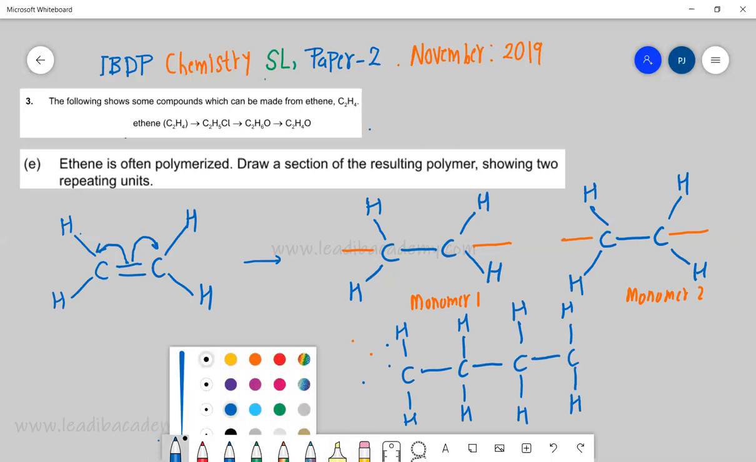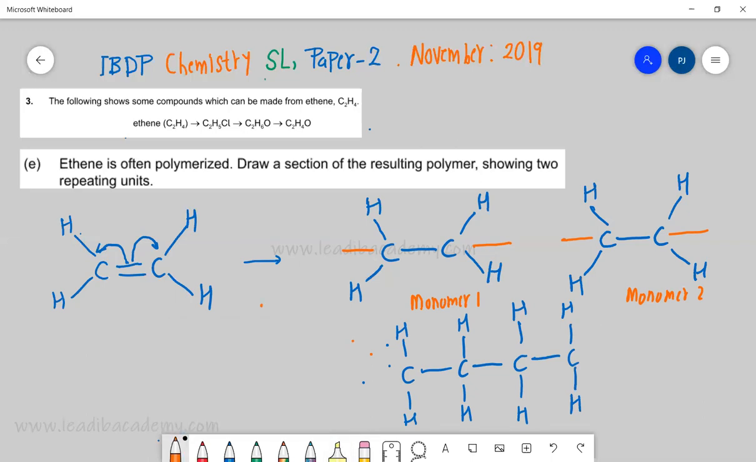But most importantly, we need to be very careful about showing this continuation bond. So this is what is going to be the repeating units. So two repeating units, this is one and this is second, and they have been clubbed like this. Very simple, because they get attached like this, these two units. Hope this is quite clear. Very simple, interesting.